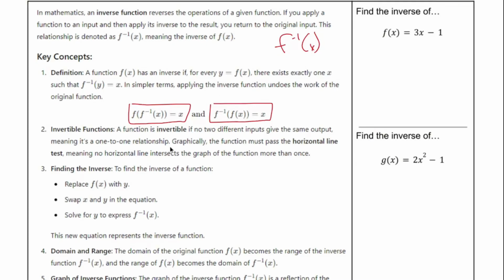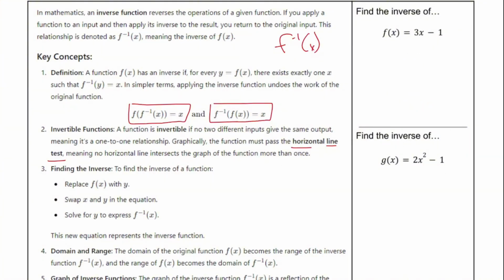Thing number two is the word invertible. Now a function is invertible if no two different inputs give the same output. In other words, it's got to pass what's called the horizontal line test. So if I were to take a look at you, I know what you look like. You're going to look like that. If I were to draw a horizontal line and pass it through that, you, f of x, are invertible.